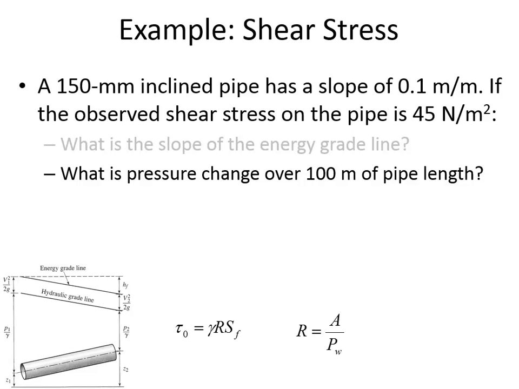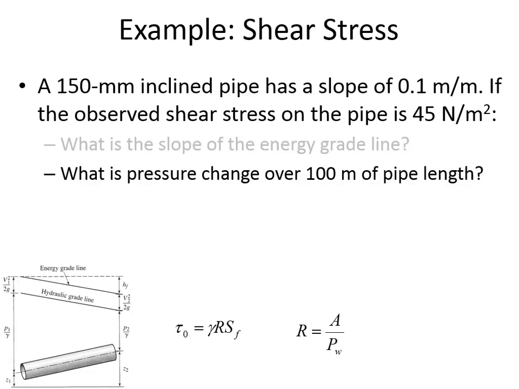All right, so what we already did was find the slope of the energy grade line, and next we want to find the pressure change over 100 meters of pipe. And one thing to point out is that this pipe is very steeply inclined. A slope of 0.1 meters of vertical rise per 1 meter of horizontal length is a very steep pipe slope.